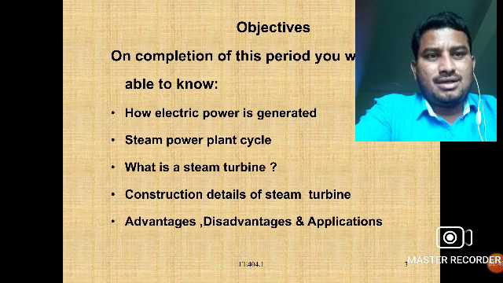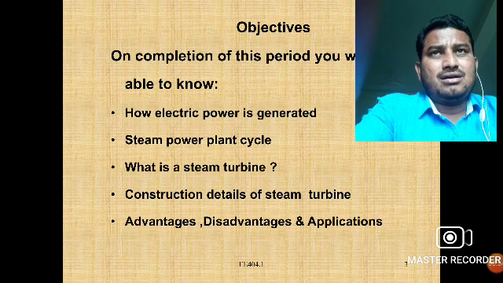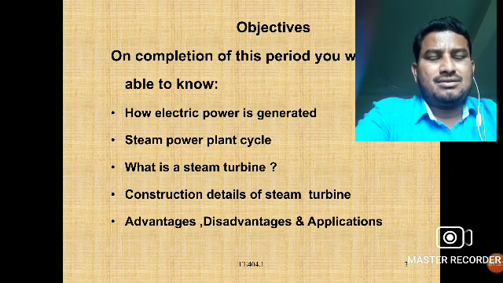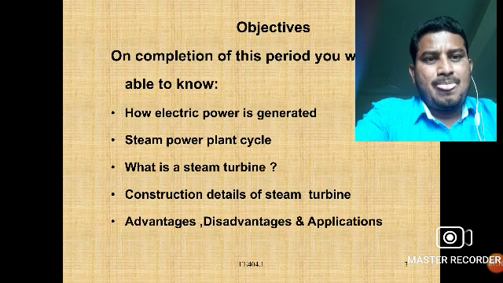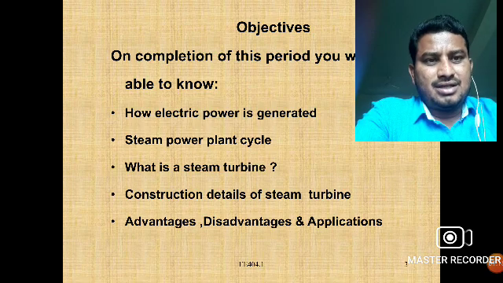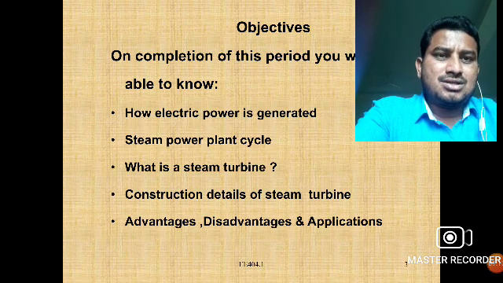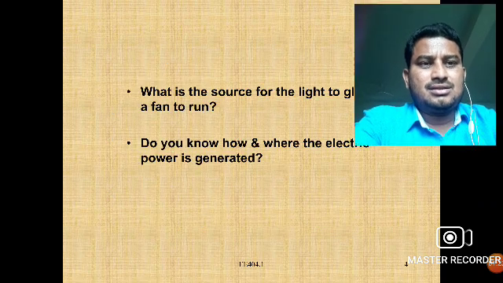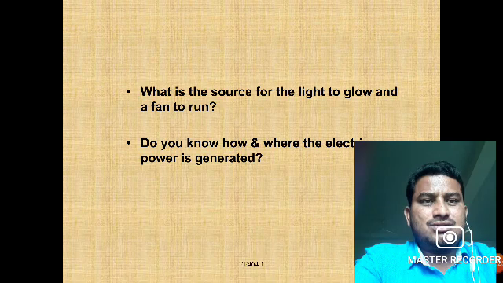How is electrical power generated? We know power is generated from hydraulic water with the help of dams, like Singur and the Sri Shailam projects. So, the power generated, the steam power plant cycle, and next what is a steam turbine, the construction details of a steam turbine, the advantages and disadvantages, and applications of the turbine. These are the topics, and now we will discuss the source of the light to glow, a fan to run.